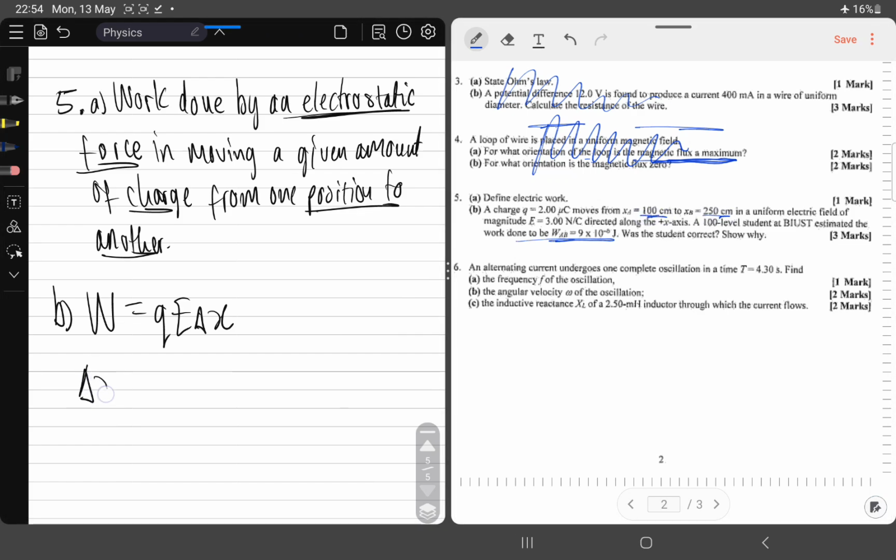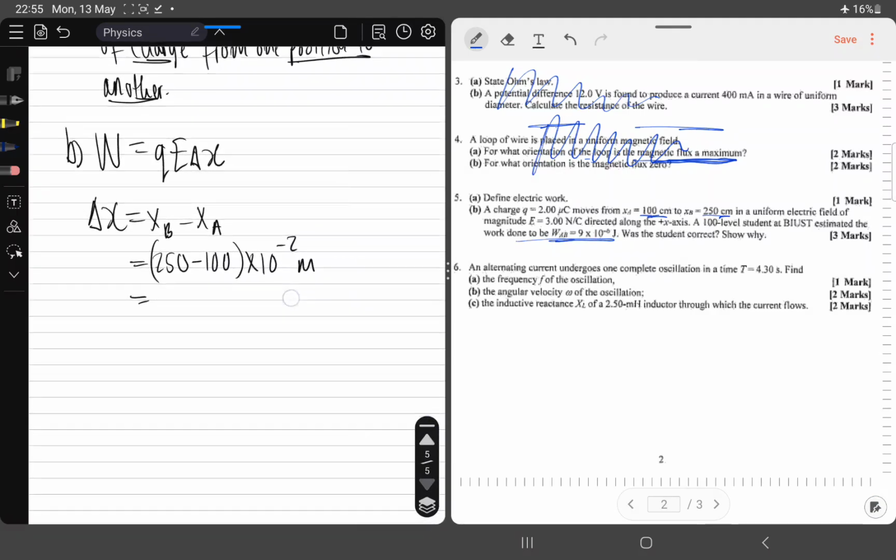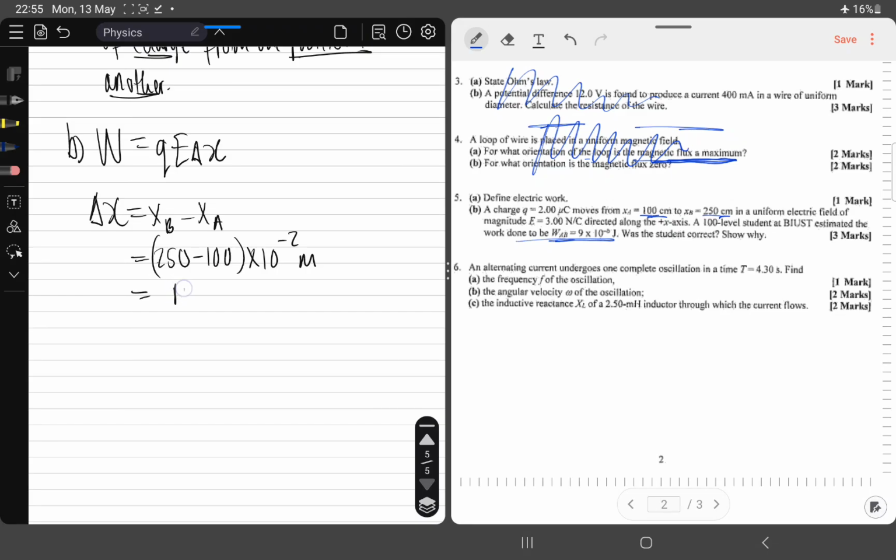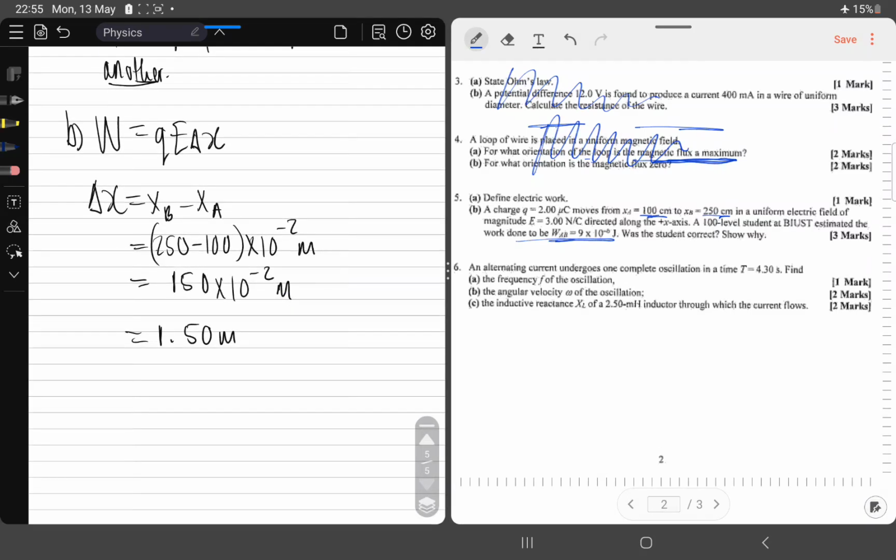So I can say delta X is equal to XB minus XA, which is going to be 250 minus 100 centimeters, but I'm going to say times 10 to the negative 2 meters. I'm changing it to meters. I can't have it as centimeters, it will give me a wrong answer. 250 minus 100 is 150 times 10 to the negative 2, which you're going to find as 1.50 meters.